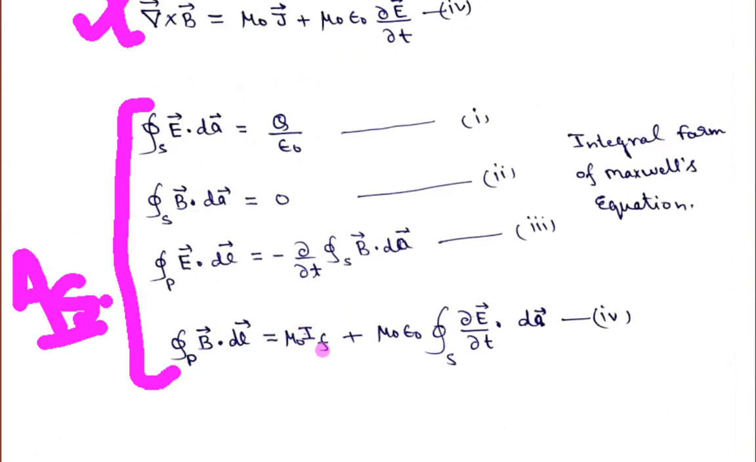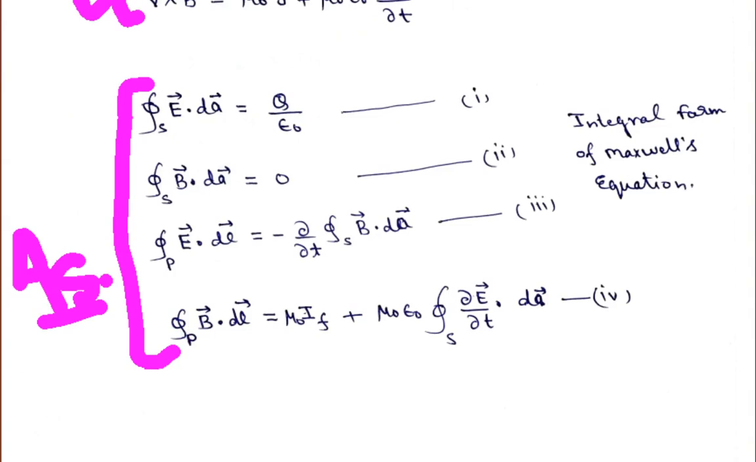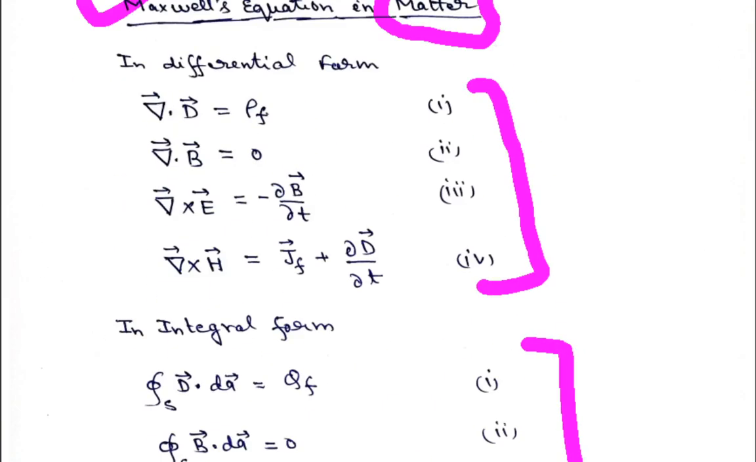Now if you choose a balloon shaped surface, then we know that I enclosed will be equal to 0 in that case, so this part will become 0 and this other part will remain. So this gives only this part. That means this equation contains all the information of Ampere's law after modification by Maxwell. So these are the Maxwell equations in matter.